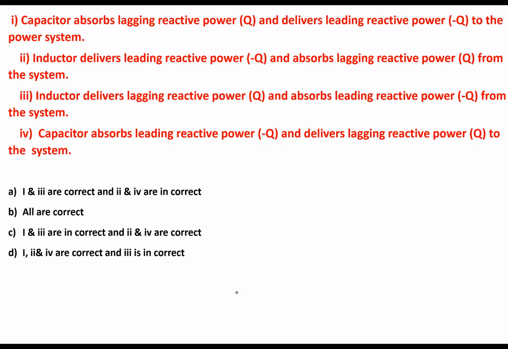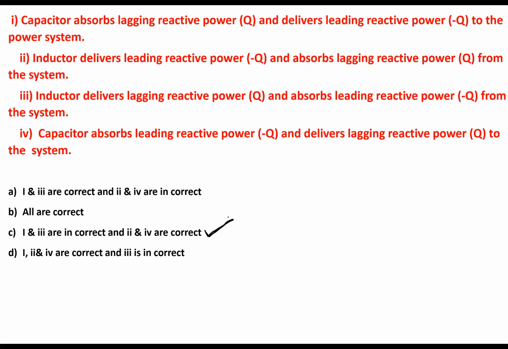2 and 4 are option C, sir. Yeah, option C is the right option. See, simple. You don't have to make. What does an inductor do? Which kind of power does an inductor absorb? An inductor absorbs positive reactive power and delivers negative reactive power. Obviously, when it absorbs the positive, it should deliver the negative.